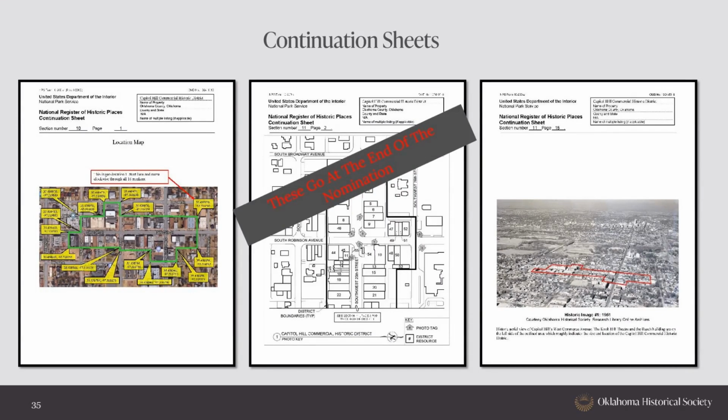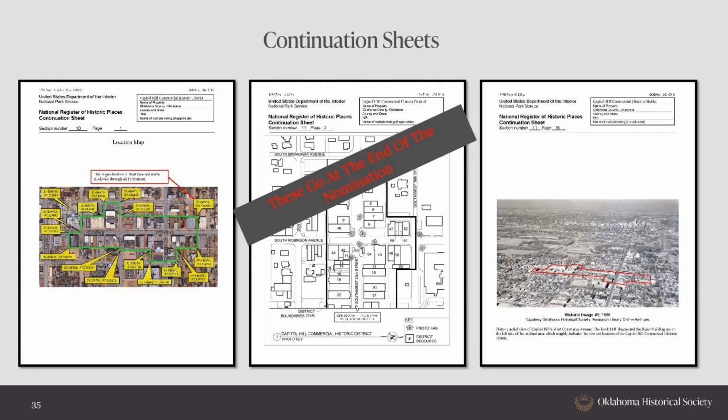These are going to be, as you can see on the left, your boundary justification. You're giving your description of, in this case, the Capitol Hill District in downtown Oklahoma City, south side of Oklahoma City. They clearly have their boundary marked in green, and then all their coordinates are also justified on that. These go at the end of the nomination. In the middle there is an example of a photo key that you have to include. This is showing where the person was standing and what direction the camera was facing whenever they were taking these pictures. They also included a historic image.